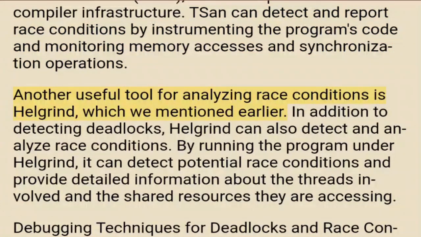Another useful tool for analyzing race conditions is Helgrind, which we mentioned earlier. In addition to detecting deadlocks, Helgrind can also detect and analyze race conditions. By running the program under Helgrind, it can detect potential race conditions and provide detailed information about the threads involved and the shared resources they are accessing.